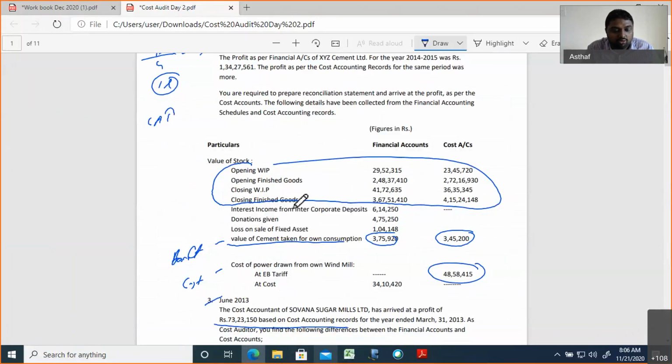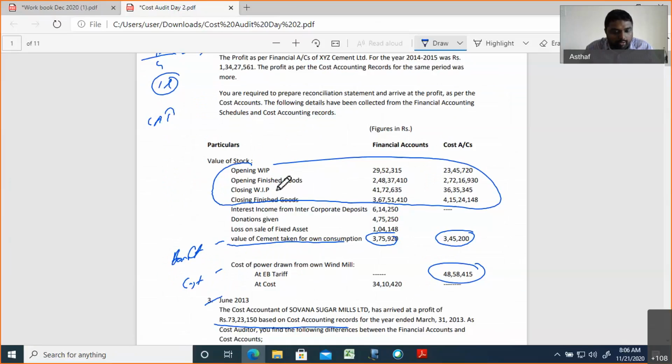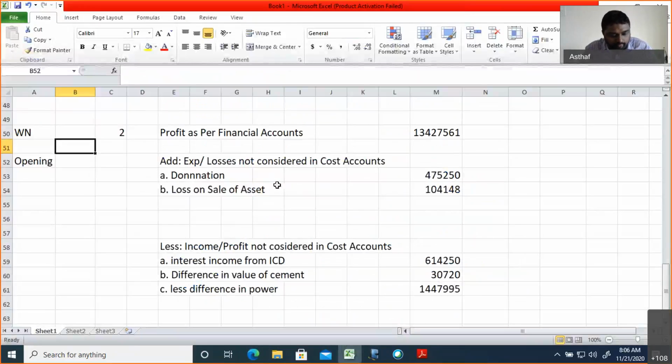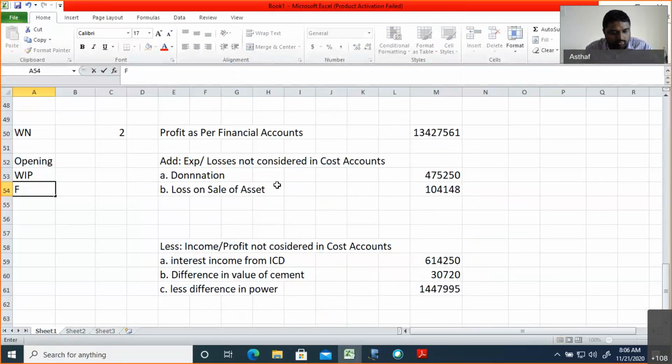See, we have the opening is there. So what is the opening, my dears? Opening, if you take, we have WIP and also finished goods. In two accounts, what are all the accounts? Financial accounts also there, cost accounts also there.